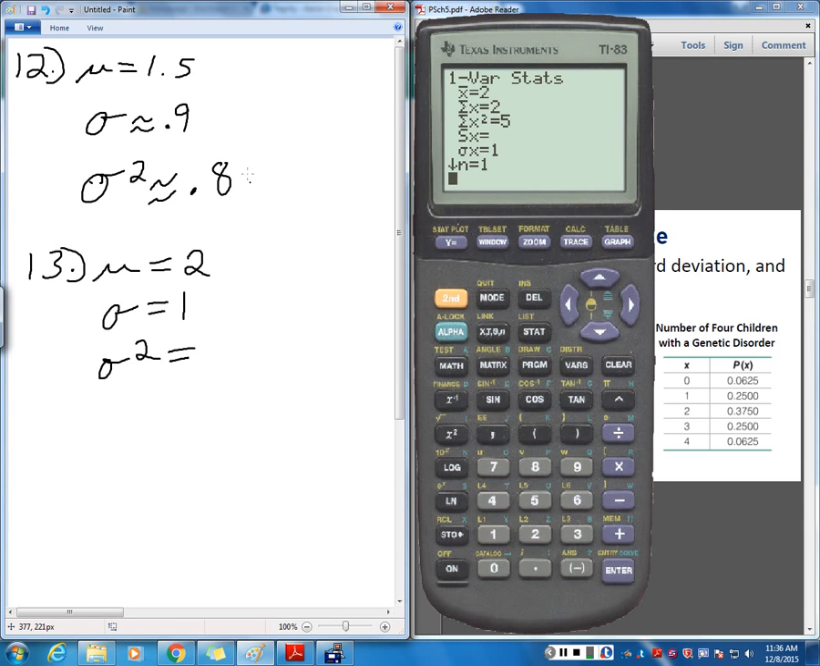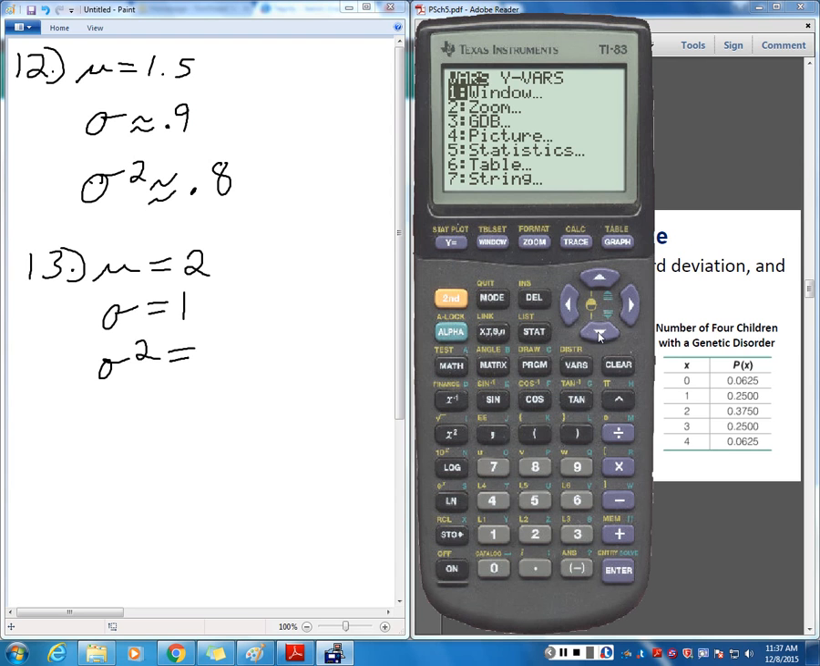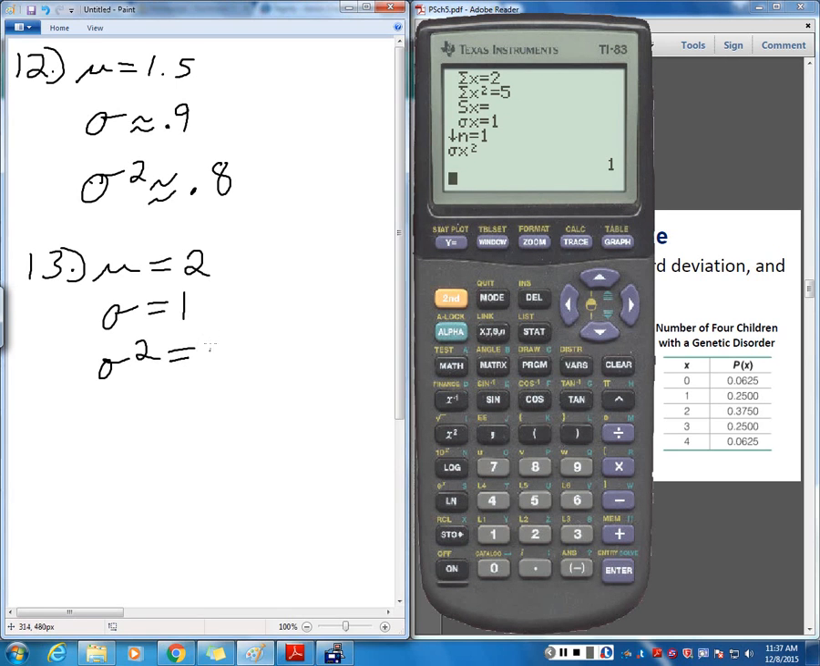Well, we know that 1 squared is going to be 1, so the variance will be 1, but I'll repeat the process of using the calculator to avoid round-off error, and just in case you need to see it. Vars, Stats, sigma squared, and sure enough, 1 times 1 is still 1. And I have my descriptive statistics.